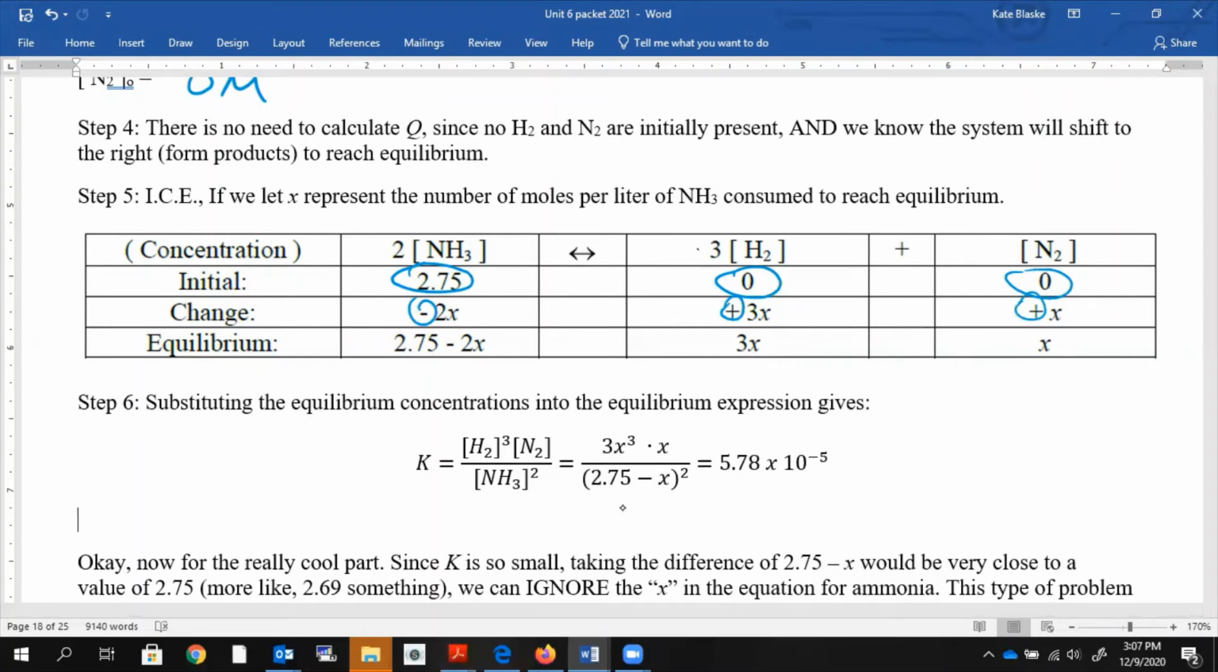Because of the coefficients, ammonia is going to lose 2x. And again, because of coefficients, hydrogen is going to gain 3x and nitrogen is going to gain a single x. Find my equilibrium concentrations by adding and subtracting. Plug those equilibrium concentrations into my K expression.